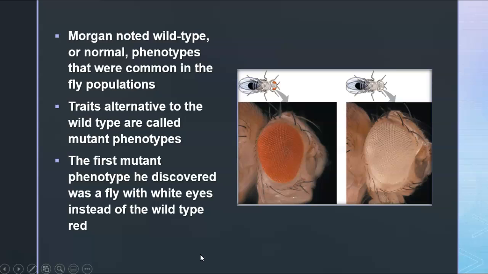So one of the first things he noticed is that there were various kinds of phenotypes that were common in fly populations. The ones that are most common are called the wild type, or normal. Try to use the term wild type instead of normal because of the negative connotations. The ones that are different than that are called mutant phenotypes. One of the first ones he discovered was eye color. Most of the fruit flies had red eyes, but occasionally there were some that had white eyes. And so he first set out to investigate how that eye color was inherited.